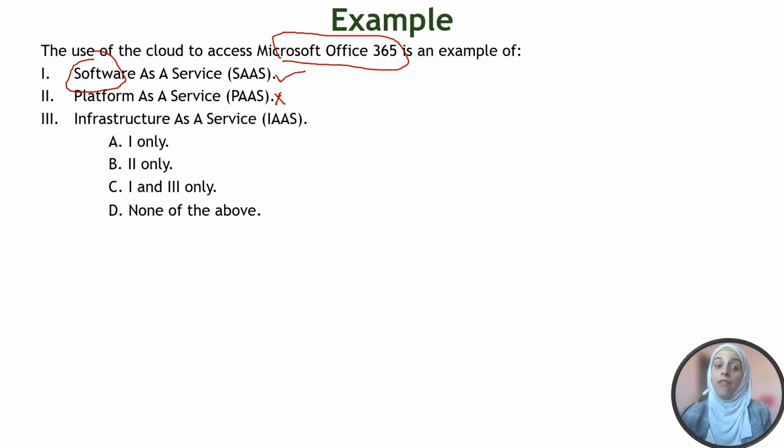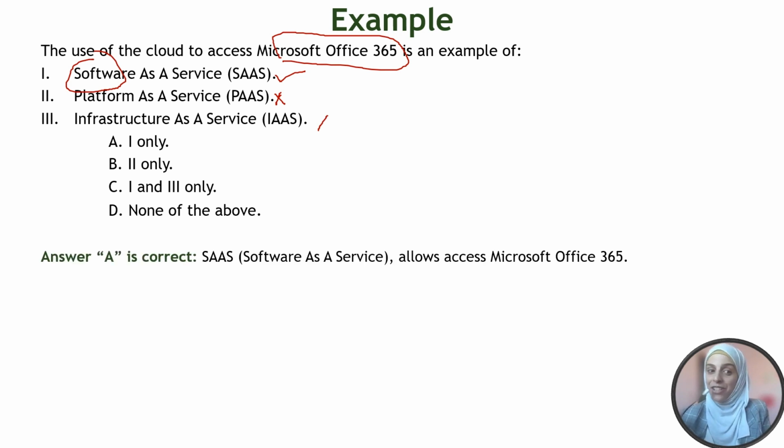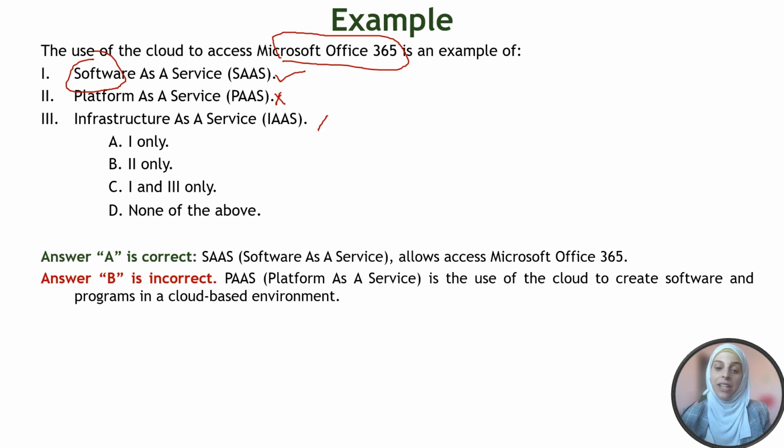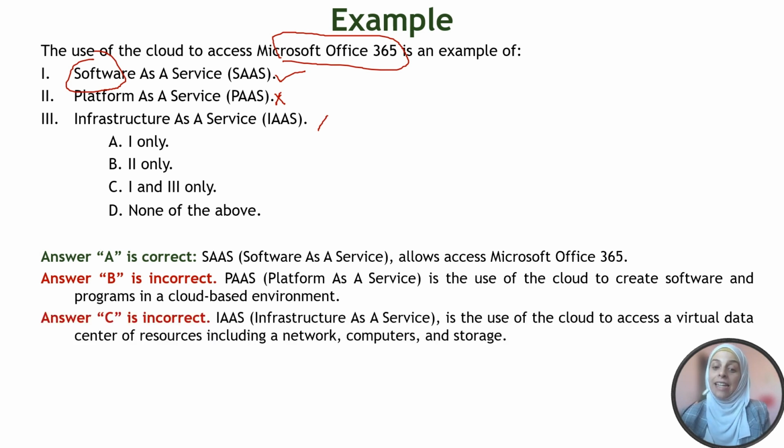Now, number 3, infrastructure as a service, IaaS. This one provides you the infrastructure, meaning the hardware, the network connections, the things that you need for the cloud. So that's why answer A is the correct one. B, as we said, the platform as a service is the use of the cloud to create a software or program. And C, the infrastructure as a service is the use of the cloud to access virtual data center of resources such as network, computers, and storage.